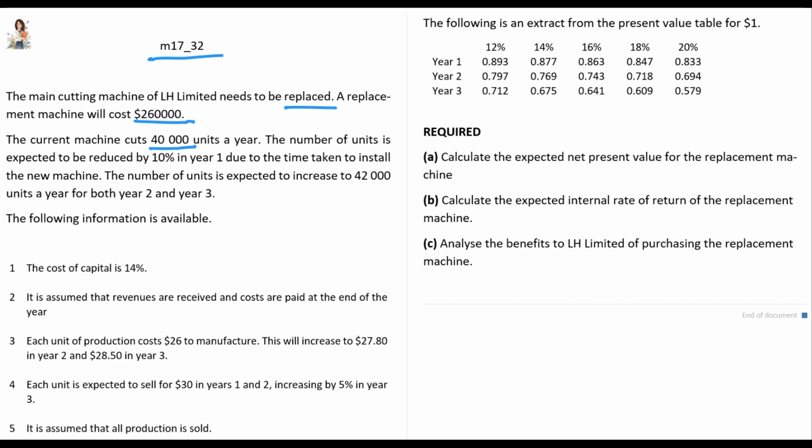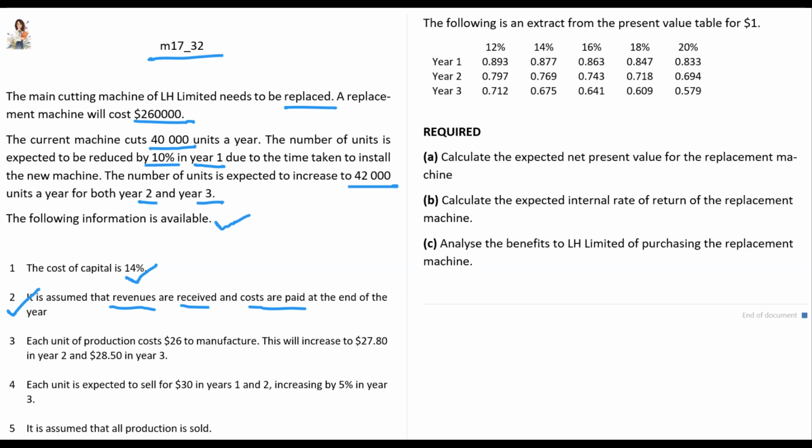After replacement, it is expected that the number of units will be reduced by 10% in year 1. The number of units is expected to increase to 42,000 units for both years 2 and 3. Then we have been provided some additional information. The cost of capital is 14%. It is assumed that revenues are received and costs are paid at the end of the year. This point is useful when we want to compute the present values.